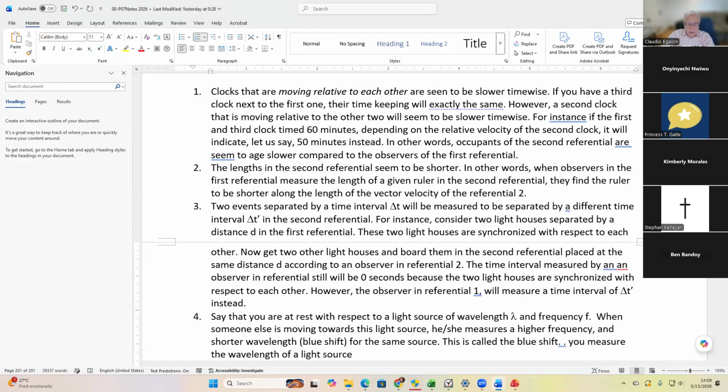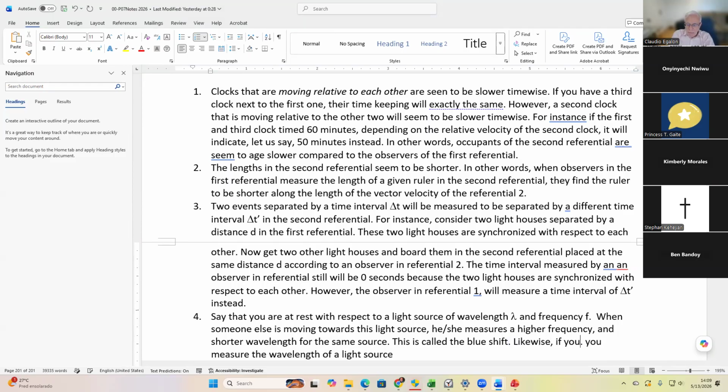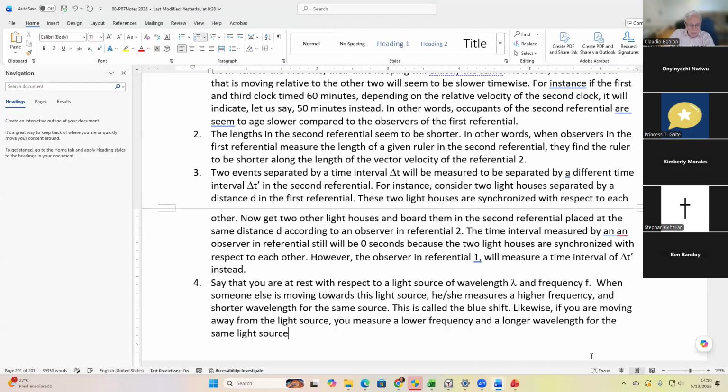Likewise, if you are moving away from the light source, you measure a lower frequency and a longer wavelength for the same light source. This is called redshift.